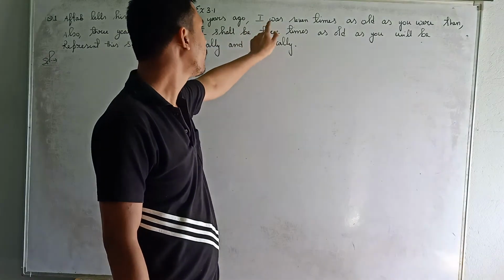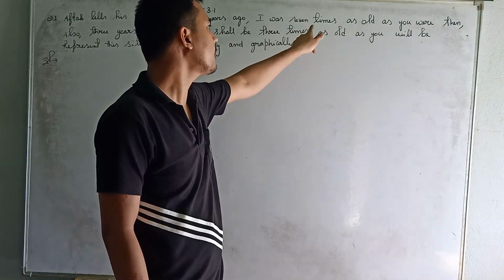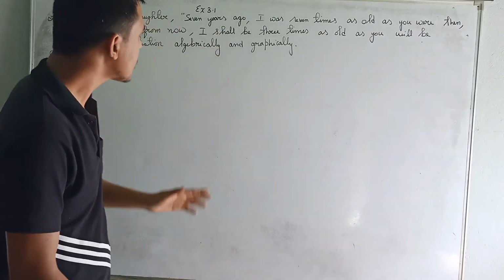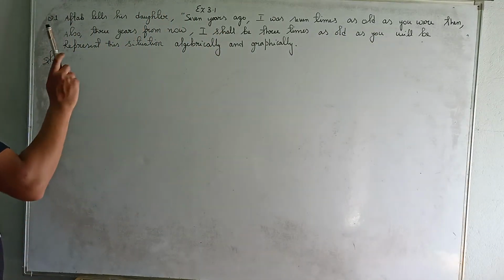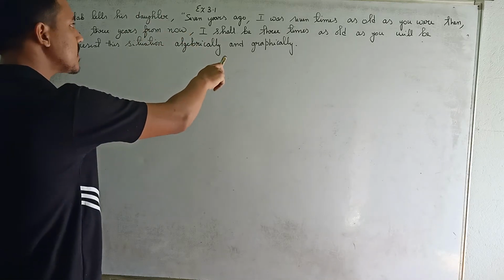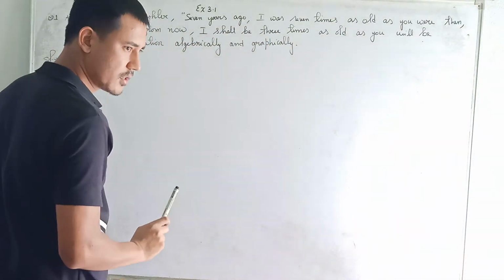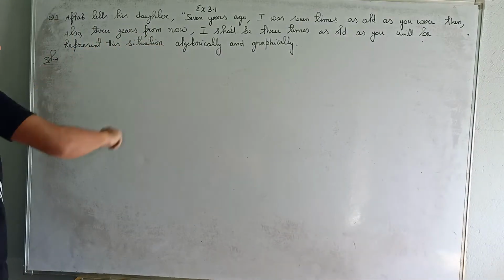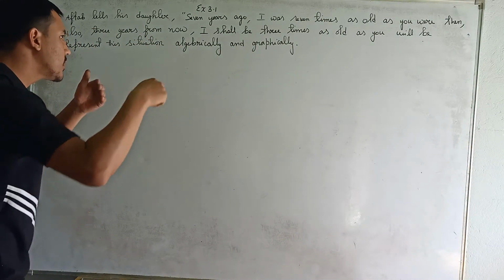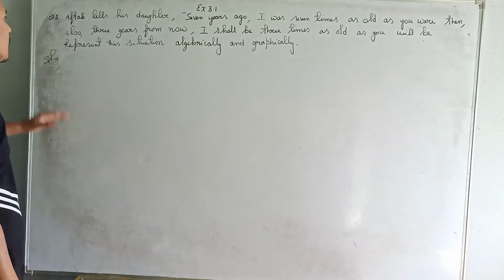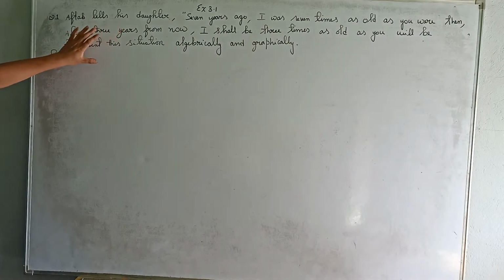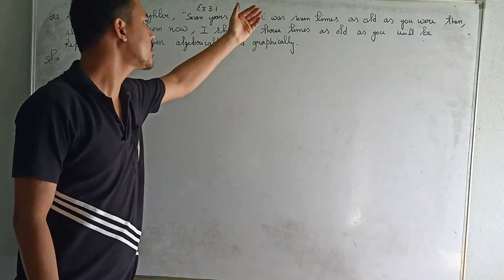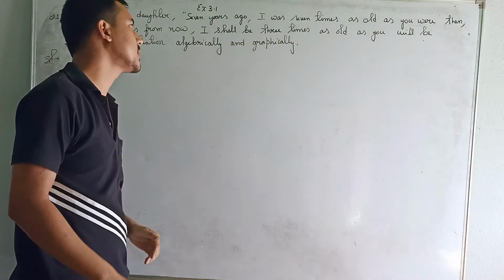7 years ago, I was 7 times as old as you were. Means 7 years ago, Aftab was 7 times his daughter's age. Also, 3 years from now, means Aftab is talking about the future here. 3 years from now, I shall be 3 times as old as she will be.